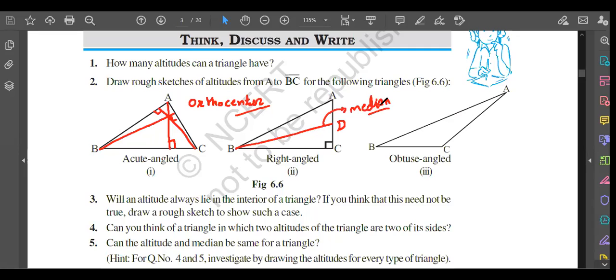Okay. Now just tell me, think and tell me, in this right angle triangle, which point is your orthocenter? Tell me, everyone, which point will be your orthocenter? Inside the triangle or outside the triangle or on the triangle? Which point will be your orthocenter?